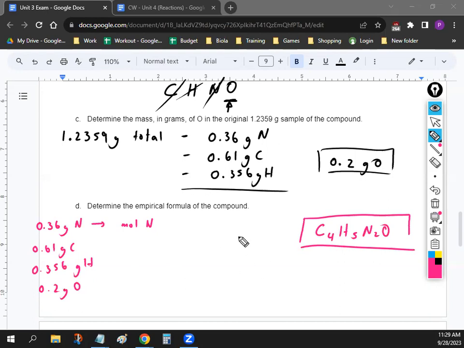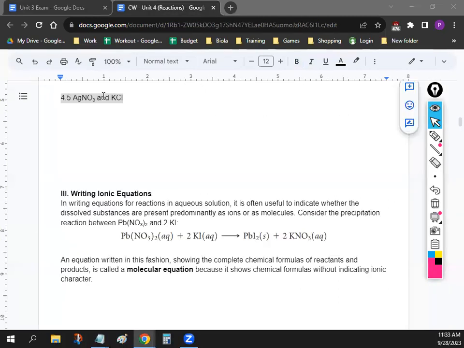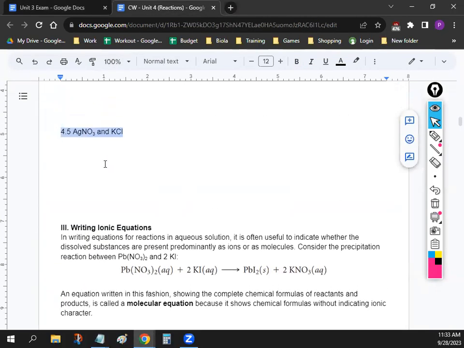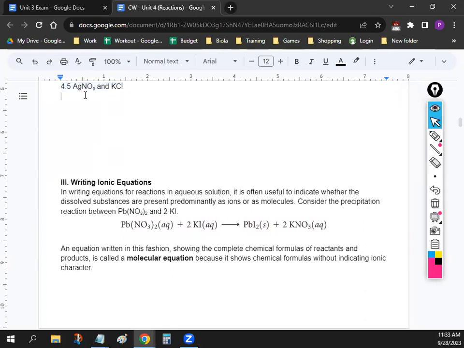So again, make sure you show your work and try out the problem, but you should end up with this right here. Okay, now this is 4.5 in the workbook. See if AgNO3 and KCl, when combined, can produce a precipitate or not. I'll give you about 2 minutes to try that out, and then we will move on.